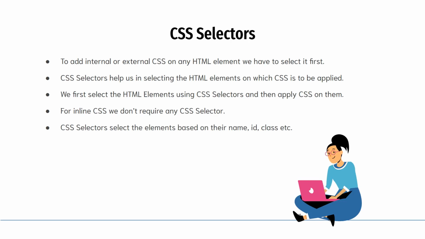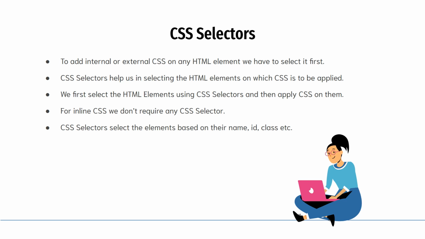In this video, we'll see what CSS selectors are. Suppose we want to add internal or external CSS, we have to select that element first so that we can apply CSS to that. CSS selectors basically help us in selecting the element on which we want to apply the CSS. So we first select the HTML element using CSS selectors and then we apply the CSS on them.